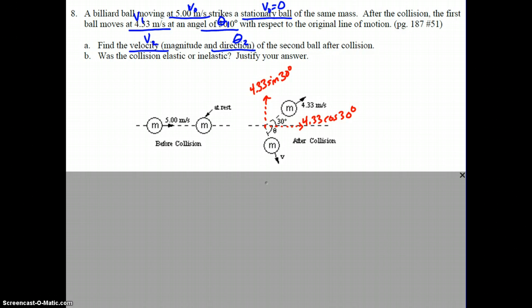For the bottom ball, we'll switch colors here. We have a vertical component that would be v sine theta, and we have a horizontal component that would be v cosine theta. Okay, let's just take it one step at a time and see what happens here.